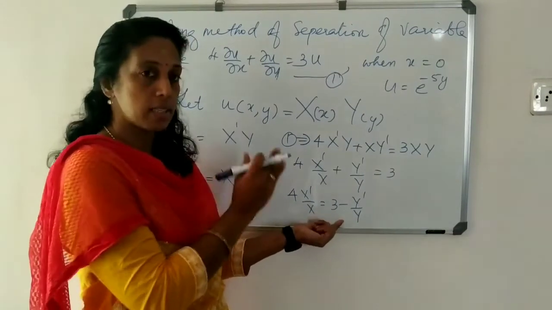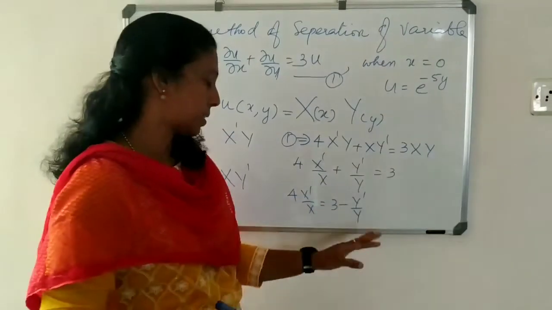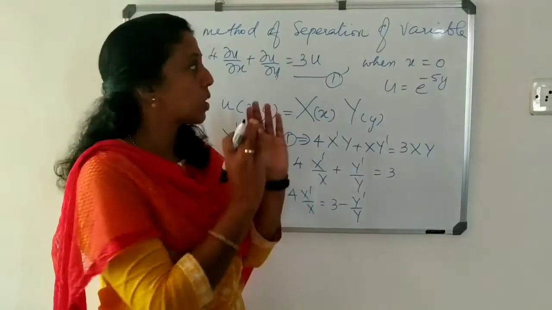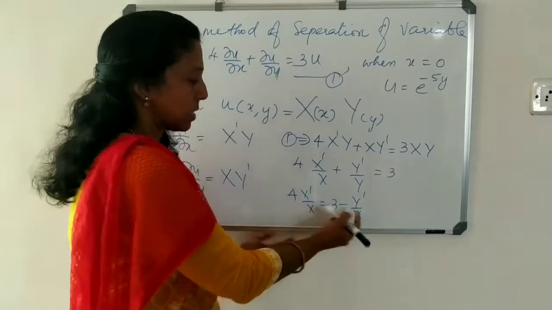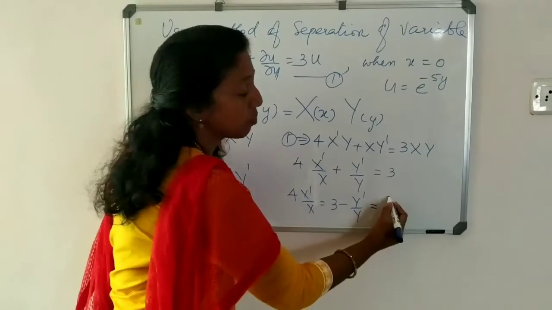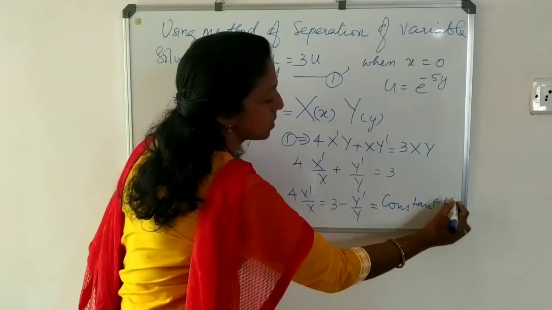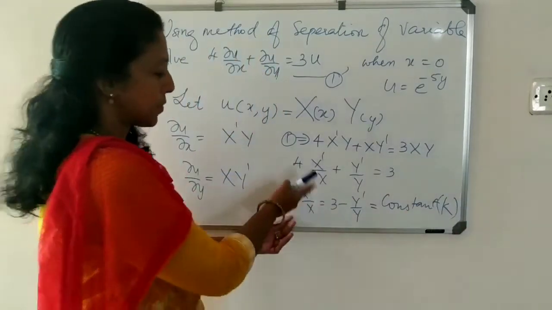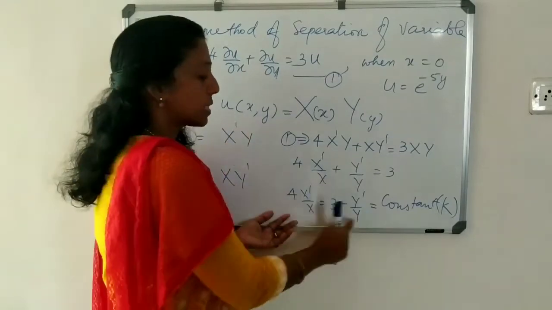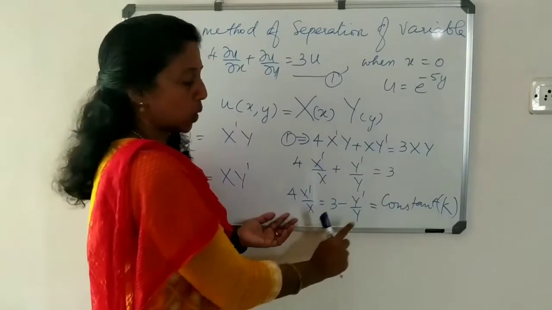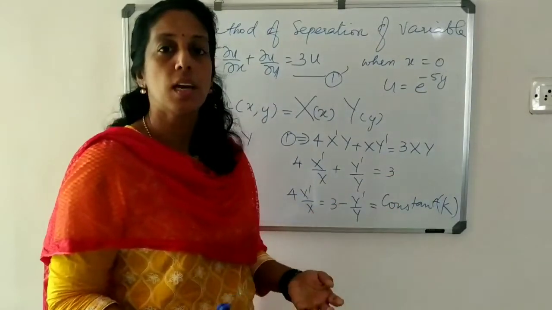Now x is here only and y is on the right side, and we all know x and y are independent variables, and when you equate like this, we can say that this is nothing but a constant. So take that constant as small k. The left side is a function of small x alone, and the right side is a function of small y alone, and both are independent variables. Hence, we can equate this to a constant.